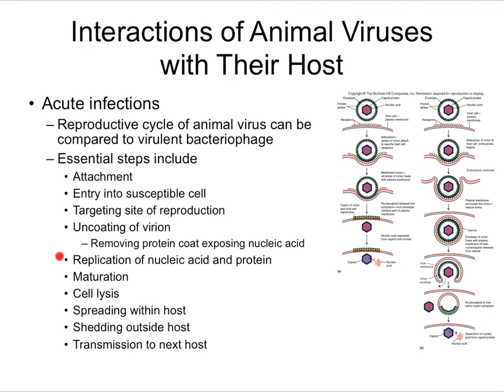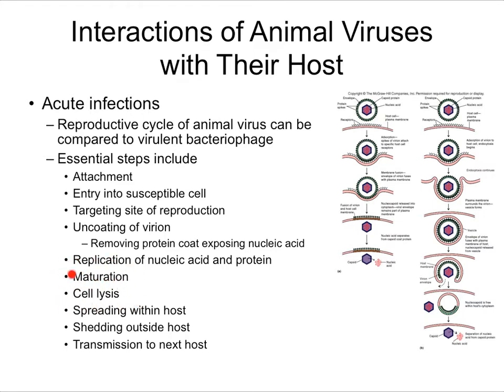Then you have replication of the nucleic acid and synthesis of the proteins, very similar to the lytic phase. Maturation is what we call assembly, because with animal viruses, it sometimes includes steps other than just putting the thing together. Often some modification of the genome has to happen, or the proteins have to be cut in a particular way. But basically what it means is assembling a viral particle. And that's what maturation is. It's pretty much the same as assembly.